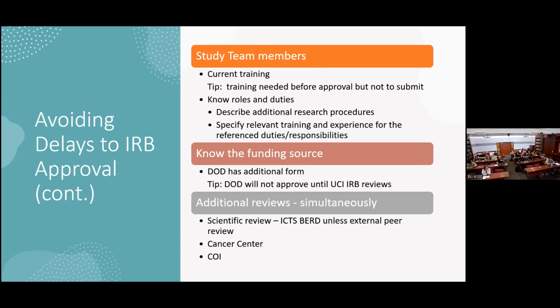DOD, it's important to know when it's a DOD, there's an extra form that you need to complete. It's just a checklist that the IRB needs. You need to know that DOD will not approve it until UCI IRB approves it. So it's really important that UCI IRB knows when you have DOD funding that's pending because of your review. And they're gonna keep asking you, what's DOD approval? And you could just say, I can't give you DOD approval until you approve it. And they don't need you to upload it, they just need to know that it's been approved.